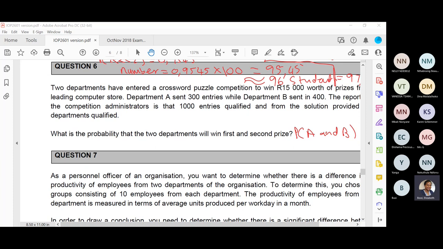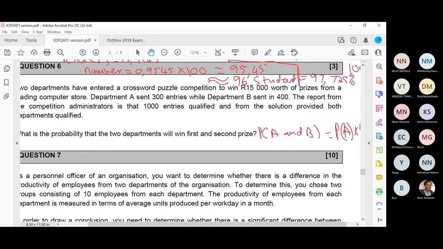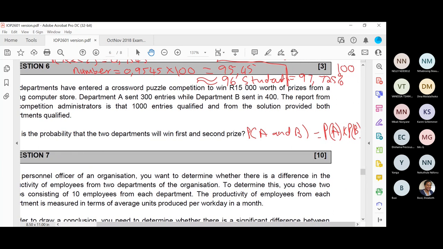So, if we take into consideration, let's say you win the first prize and your friend wins the second prize. That was the one example used in your study guide, I think. We can use the same scenario here. What if the first prize goes to department A and the second prize goes to department B?